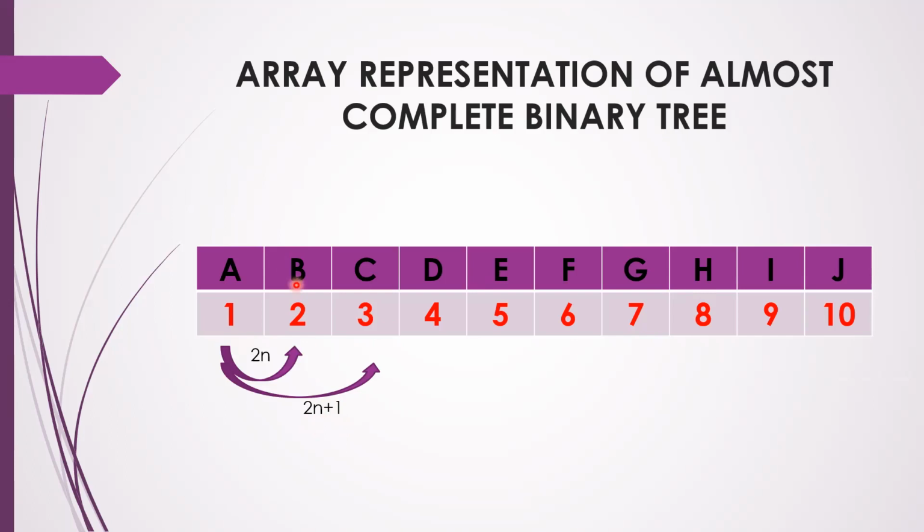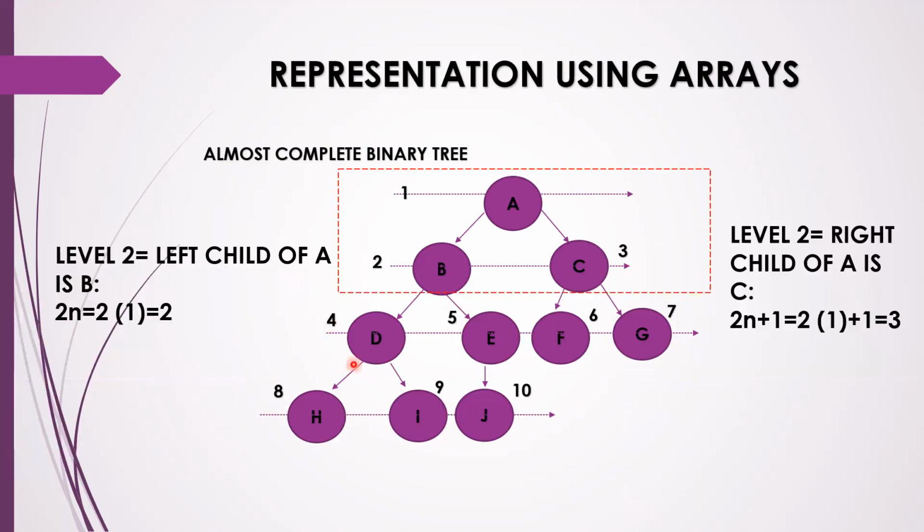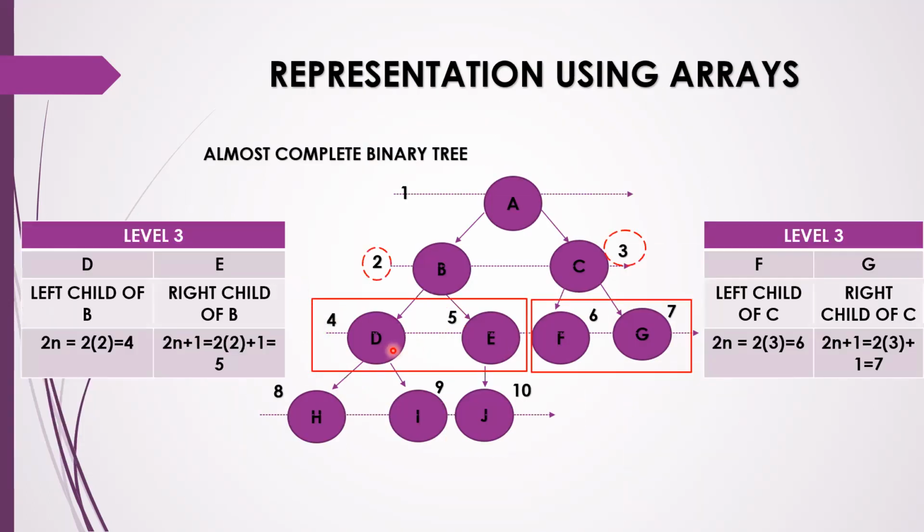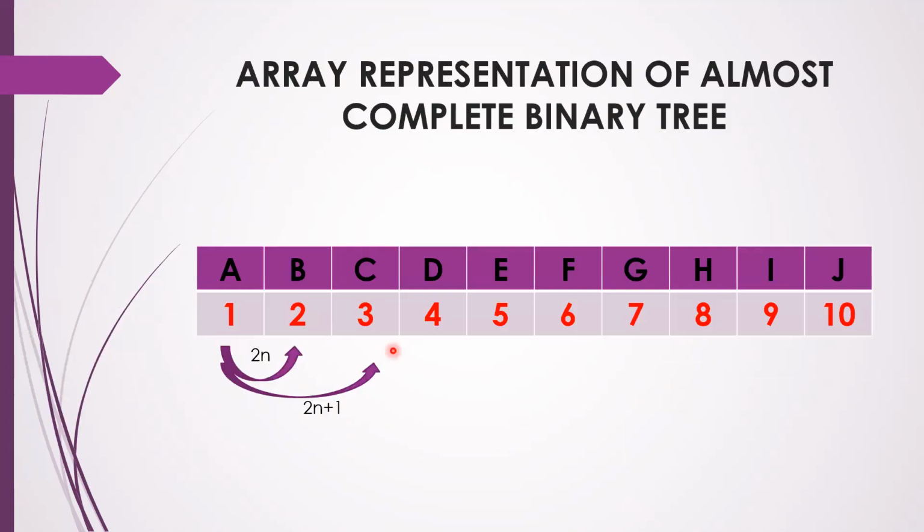For B, we know the left and right children are D and E. So 2n, 2 into 2, is 4. So at the fourth index, you can find D. And 2 into 2 plus 1: 2 into 2 is 4, 4 plus 1 is 5. At the fifth index, you can find E, which is B's right child.